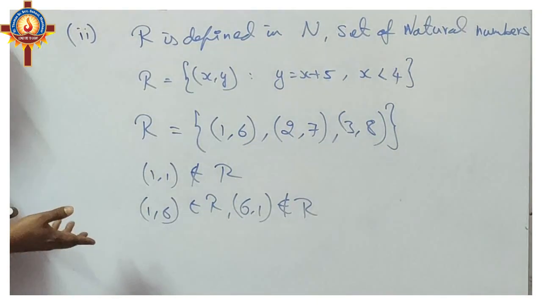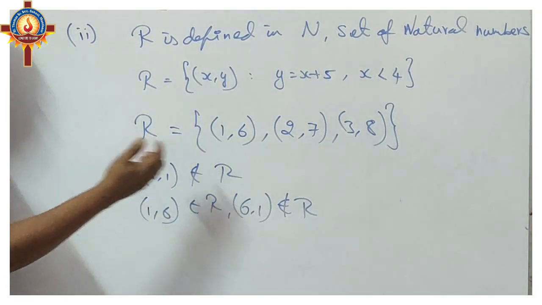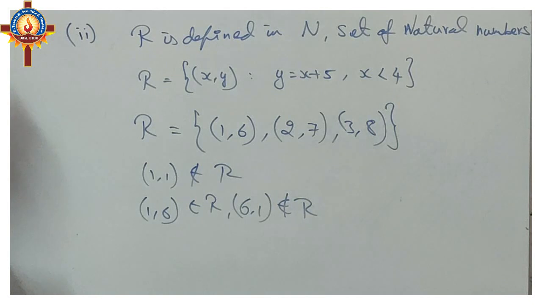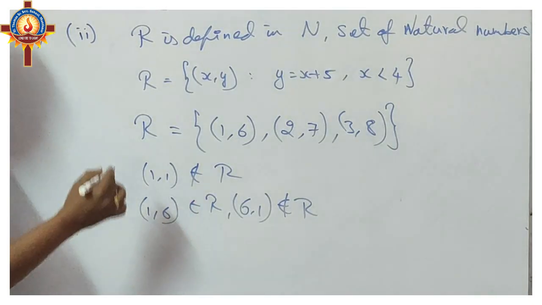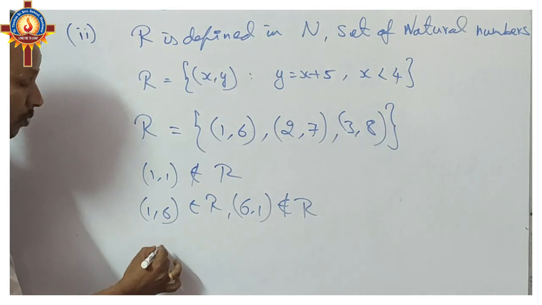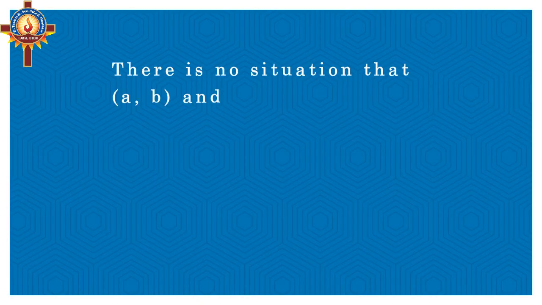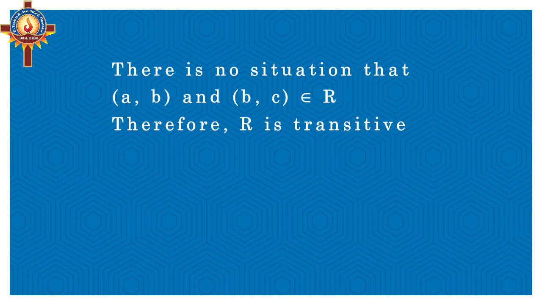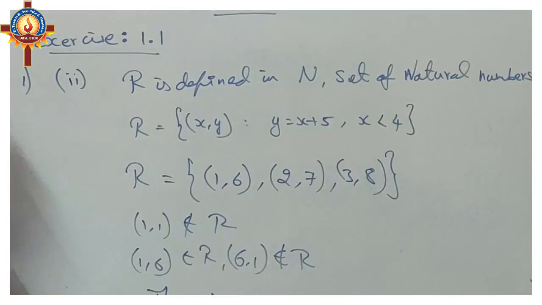If you have to prove it is not transitive, then you have to give a solid example. But it's not possible for us. So here we conclude that R is transitive. So how do we write the explanation for this? There is no situation that A comma B and B comma C belong to R. Therefore, R is transitive. So this relation R is neither reflexive nor symmetric but transitive.